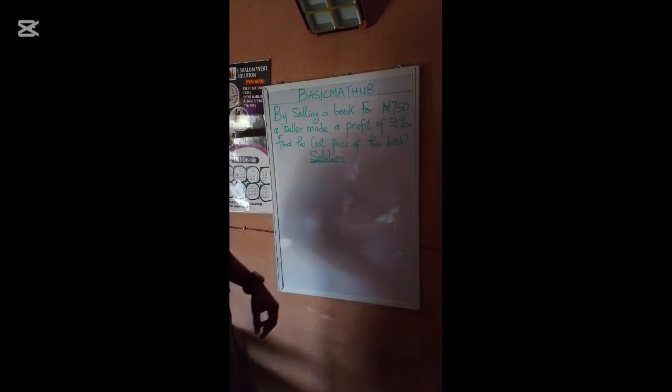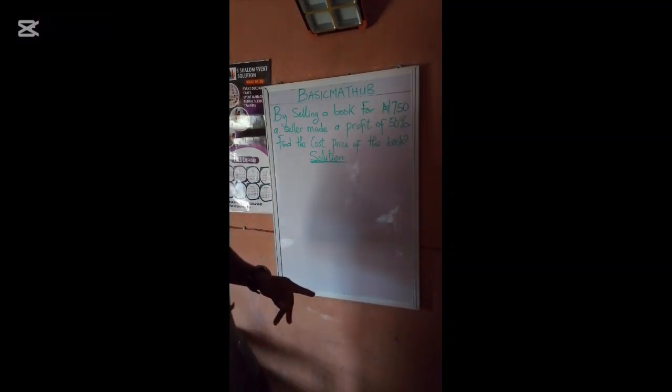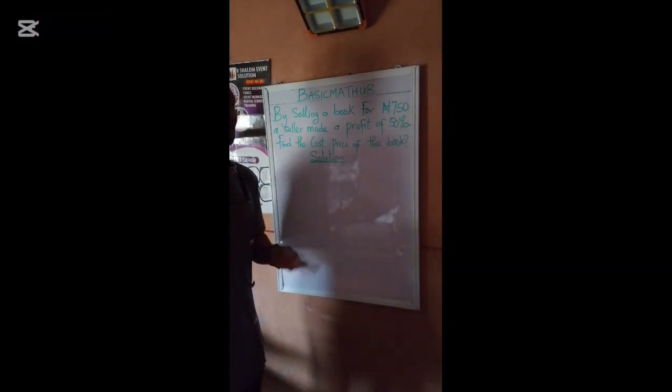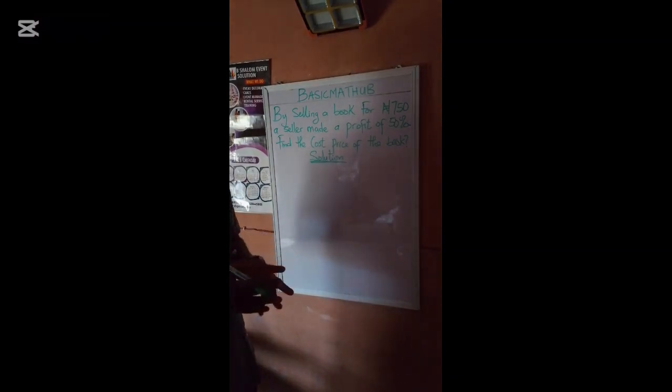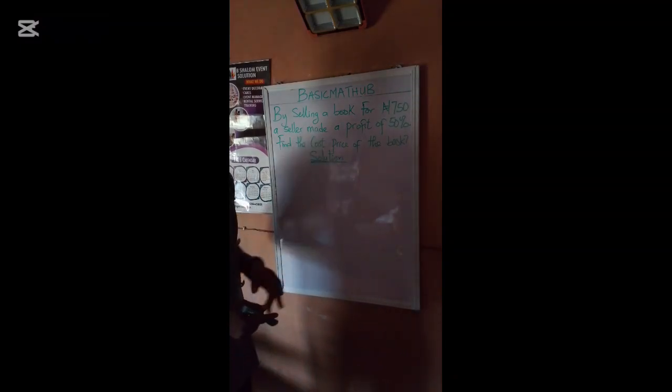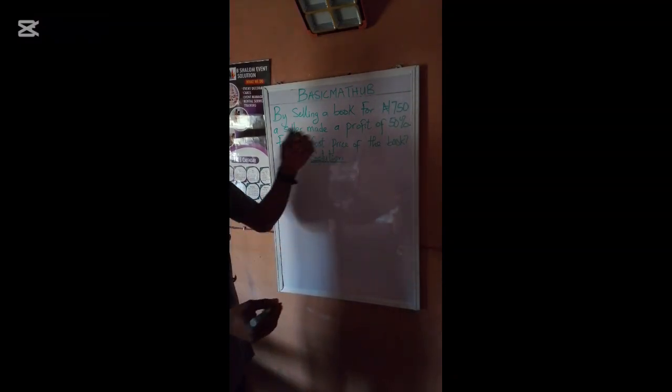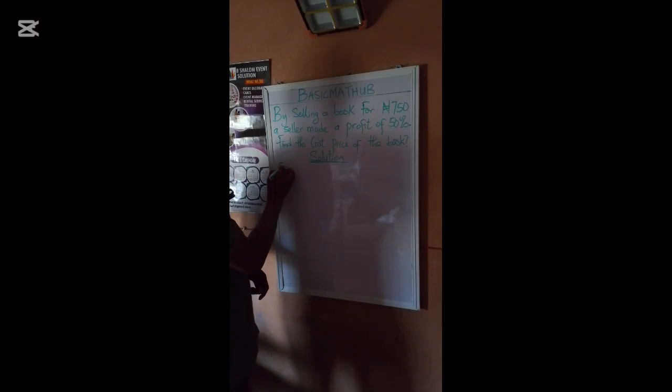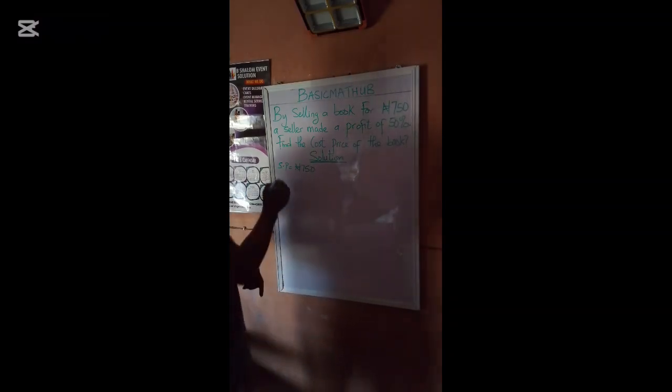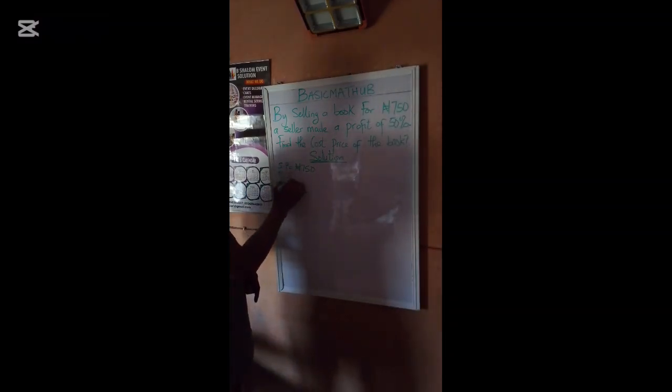Consider this question. By selling a book for 750 naira, a seller made a profit of 50 naira. Find the cost price of the book. I told you in the previous episode on percentage that the original value of anything is 100%. So the first thing we do is bring out our parameters. We have the selling price to be equal to 750. And we have the percentage profit to be equal to 50%.